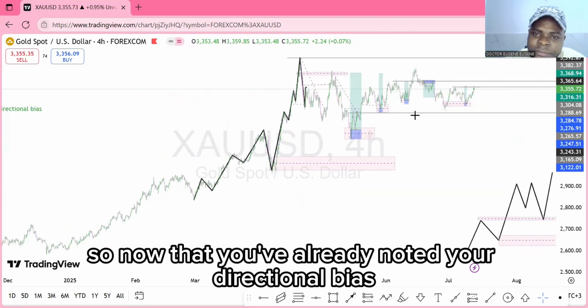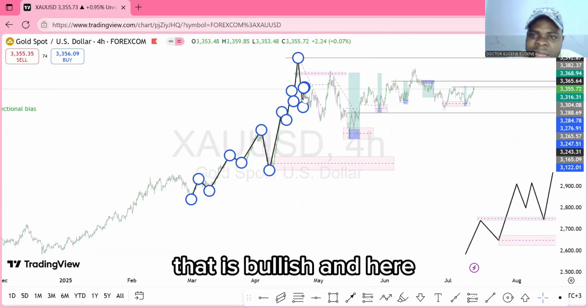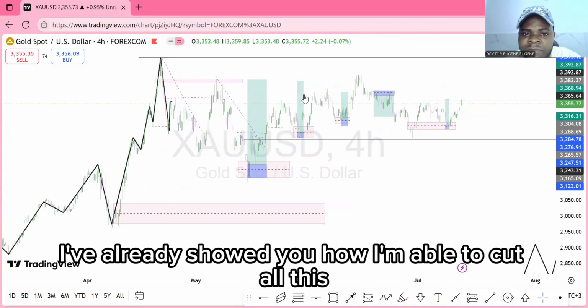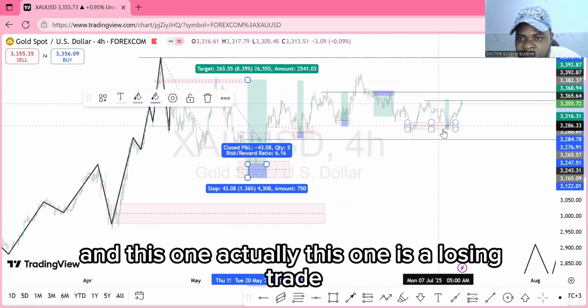Okay, so now that you've already noted your directional bias that is bullish, and here I've already shown you how I'm able to catch all this move here, and this one.